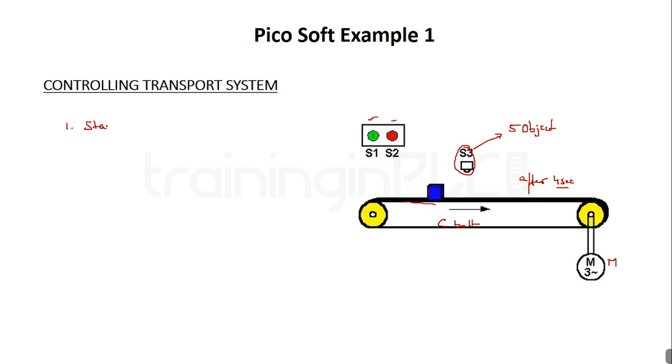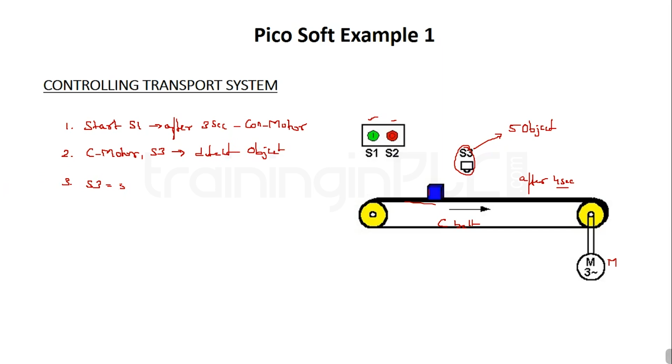First, once you press the start switch, that is S1, after 3 seconds you need to turn on the conveyor motor. Once the conveyor motor is running, once you get a feedback from the motor, S3 will start detecting the objects. Once S3 has detected 5 objects, then after 4 seconds we need to turn off the motor, that is the conveyor motor.